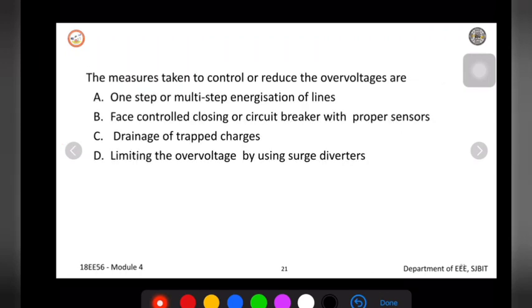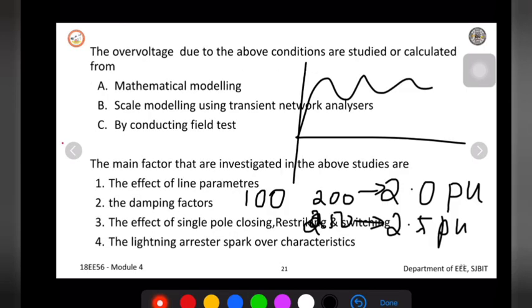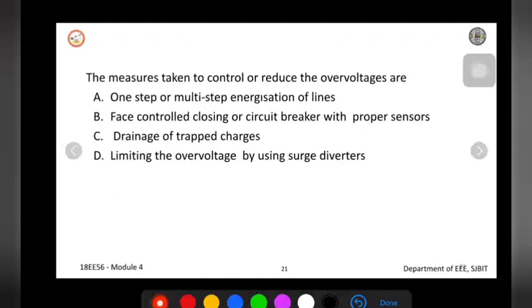So next one is, what are the measures to be taken to control or reduce the voltage? I said that it should be less than 2 or 2.5 per unit. Now what are the measures to reduce your voltage to less than 2 or 2.5 per unit? There are basically 4 steps. In the first step, we say multi-step energization of lines. Instead of adding one line, you add multiple lines. You charge multiple lines simultaneously. That is also one method, because the over voltage will be distributed. It won't be within a single line, right? That is the first case.